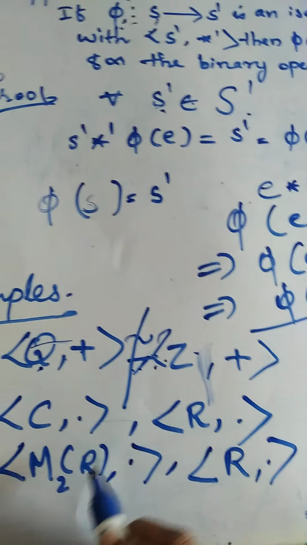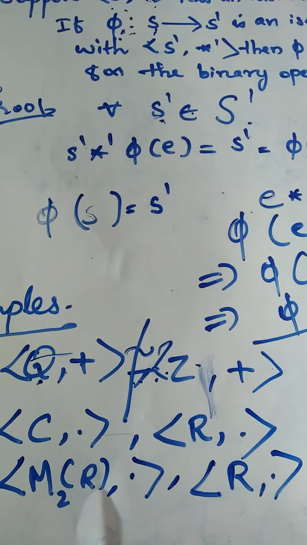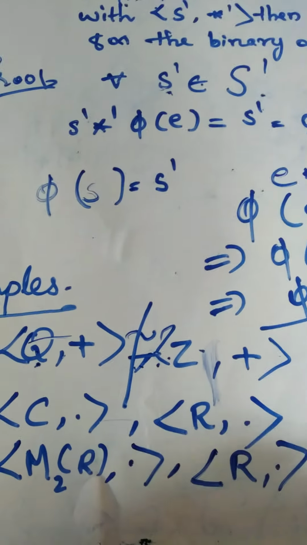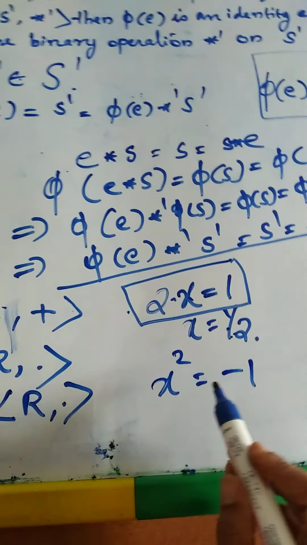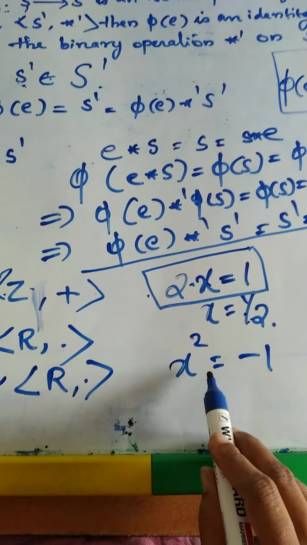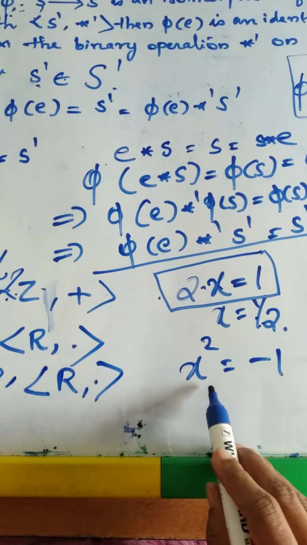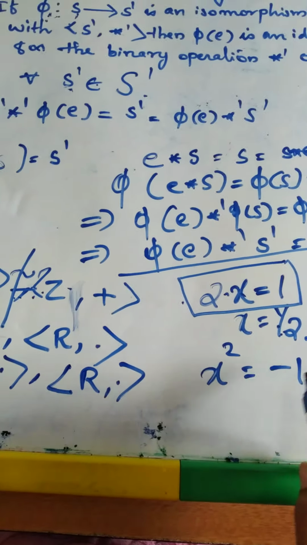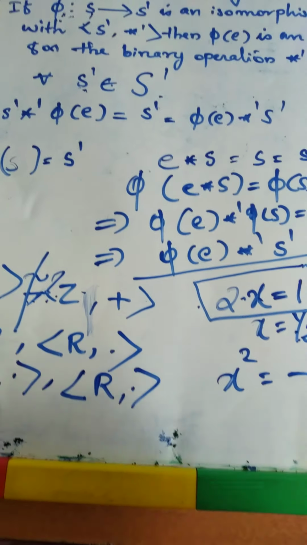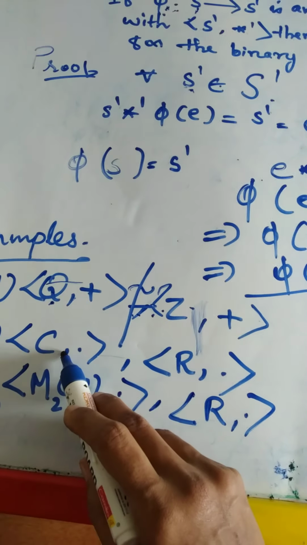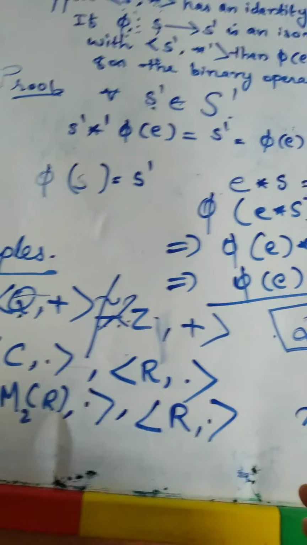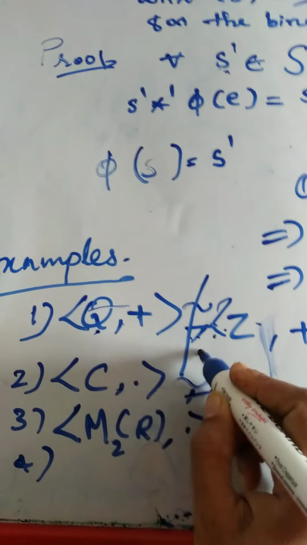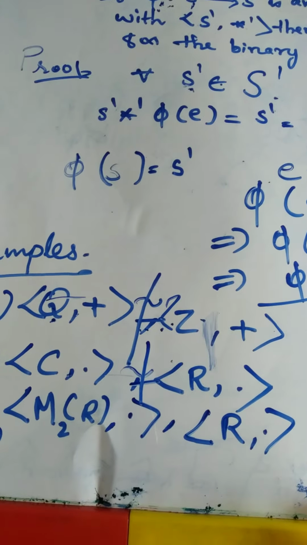What about these two, C dot and R dot? It is very clear. Everybody knows that x square equal to minus 1 has the solution plus or minus i. So x square plus 1 equal to 0 has a solution in C, but it has no solution in R. So these two algebraic structures are also not isomorphic.